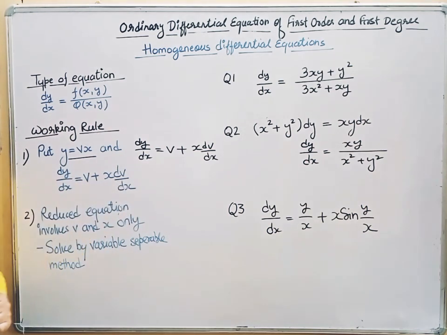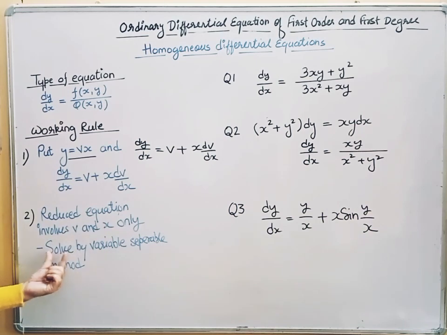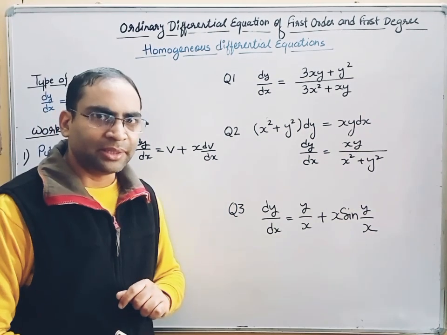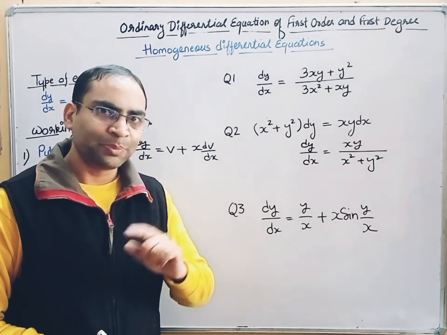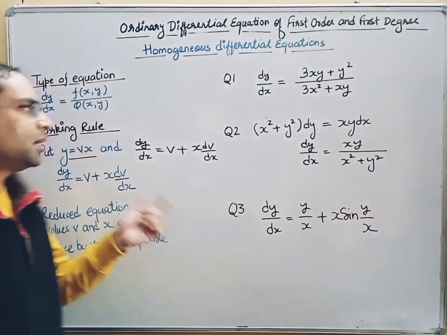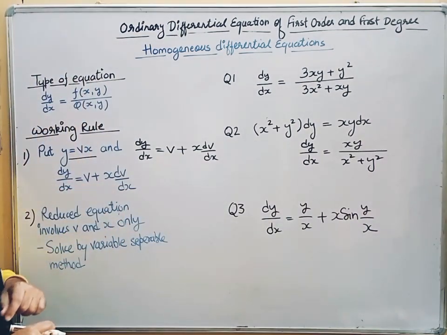So we have eliminated y. And why have we done this? We have done this just to convert this equation into variable separable format. So once we do these substitutions, the new equation will only involve v and x, and we can solve that equation using the variable separable method. That's why I have asked you, if you have not watched that variable separable method, please watch that video first and then come back to this homogeneous differential equation.